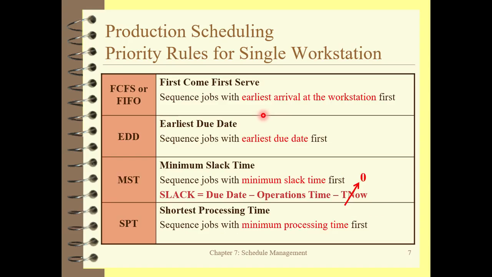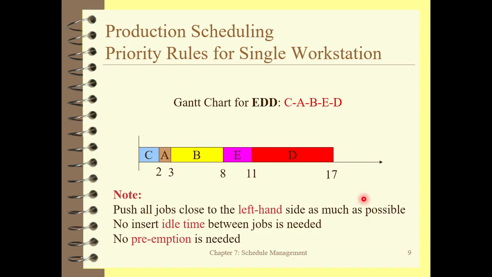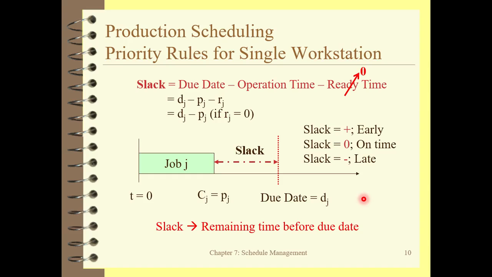And then the next one is MST. MST is minimum slack time. The formula to calculate the slack time: slack is the due date minus operation time minus T now. According to our assumption, T now is equal to 0. So in this case, slack time is equal to due date minus operation time. You select the job with minimum slack time to do first. Okay, what is the slack time? Slack time is the remaining time before the due date.